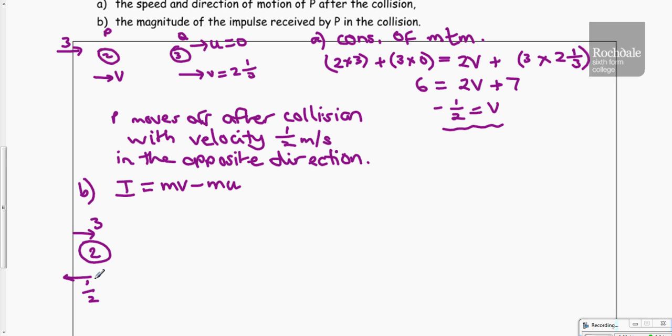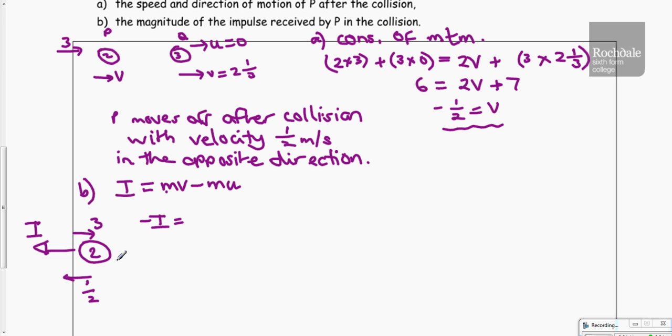And if you think about it, which way would the impulse act? Well, the impulse would act to the left. It's being knocked by particle Q back towards the left. So the impulse is actually moving off that way. It's over to the left. So if I was to call this I, the impulse, then I'm actually going to call it, when I do my calculation, minus I, because it's going to the left, and I'm taking to the right as positive.